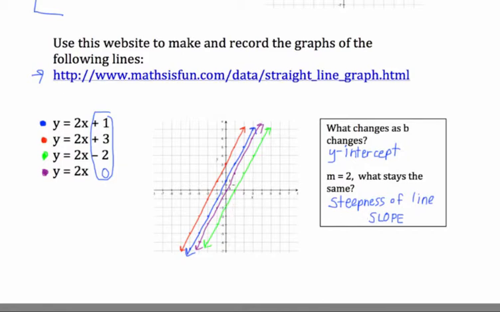The m number in all of these equations is 2. What stays the same? The steepness of that line. Also, if it's going uphill or downhill. And the steepness of the line in math, we call that the slope of the line. Go to your next graph.